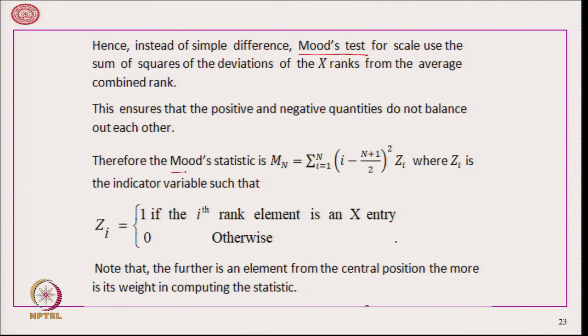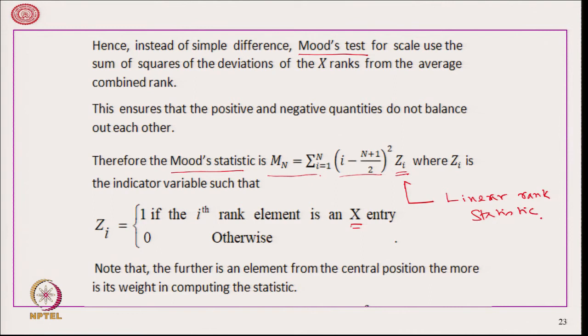Therefore, Mood's statistic can be written as Mn, which is the sum over i equal to 1 to capital N of (i minus (N plus 1)/2) whole square times Zi, where Zi is the indicator variable. We can take it corresponding to x or corresponding to y, that is not very important. In this, I have taken it corresponding to the x entry. Therefore, Zi is going to be 1 if the ith rank element is an x entry, and Zi is going to be 0 otherwise. We are already familiar with this type of thing, as in the last class we have seen that this is called a linear rank statistic.